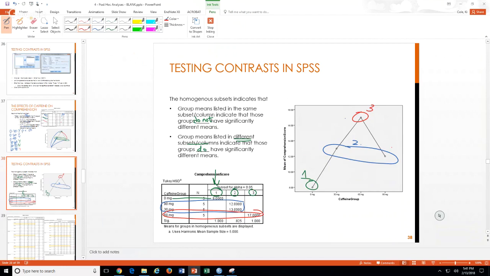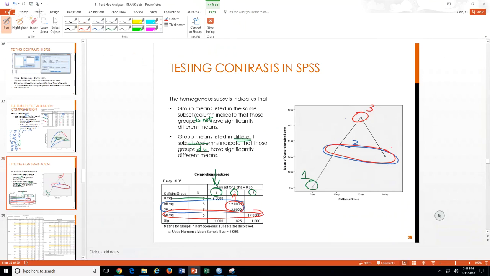Now, if something is in a different subgroup, then it is significantly different. So again, 0 and 30 are different, 0 and 60 are different, 0 and 90. But because 30 and 90 are in the same subgroup, same column, those are not significantly different.